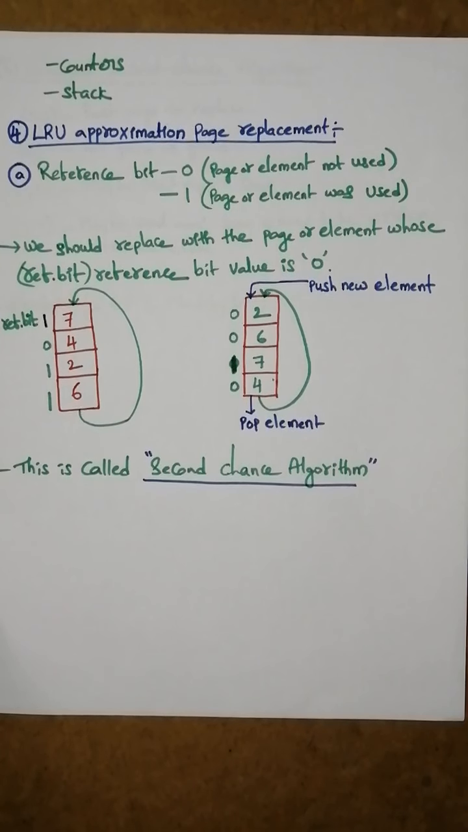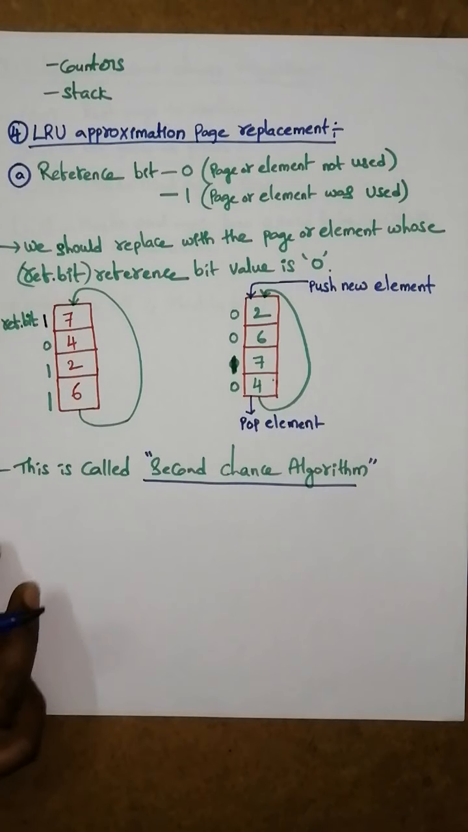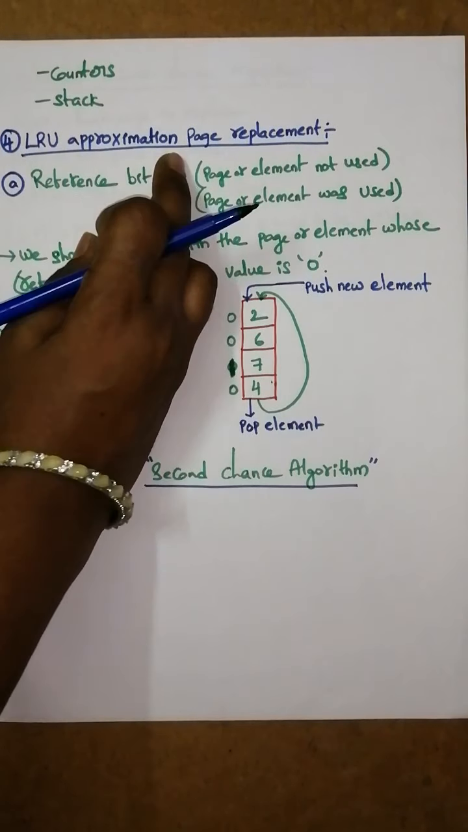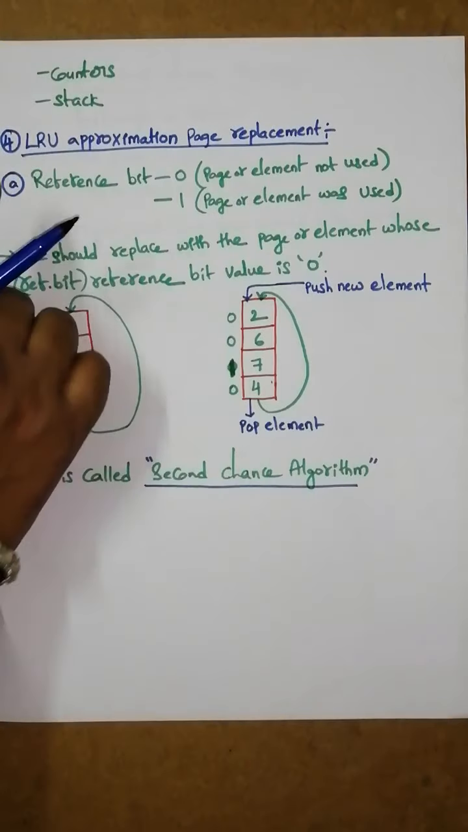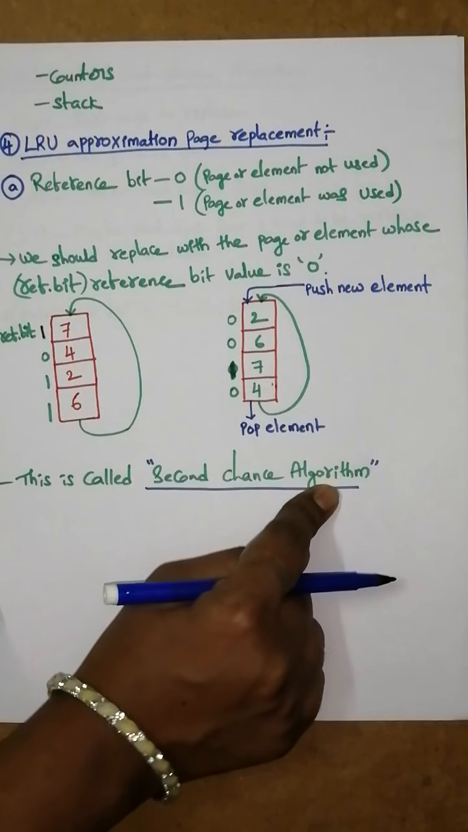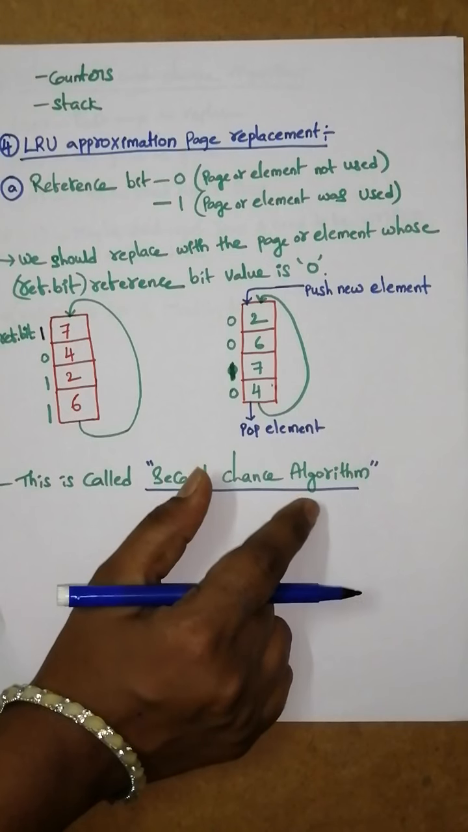Now there is another algorithm that is called the LRU approximation page replacement algorithm. Now this algorithm is the fourth one, which is an enhanced version of the previous algorithm, that is the LRU page replacement algorithm, the least recently used page replacement algorithm. Now in LRU approximation we have two. The first one is called the second chance algorithm. Now let's see what the second chance algorithm is.